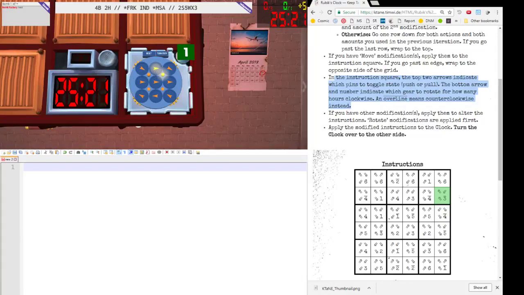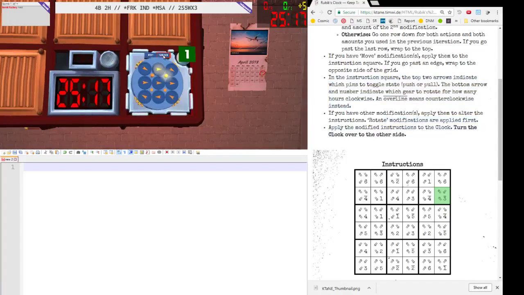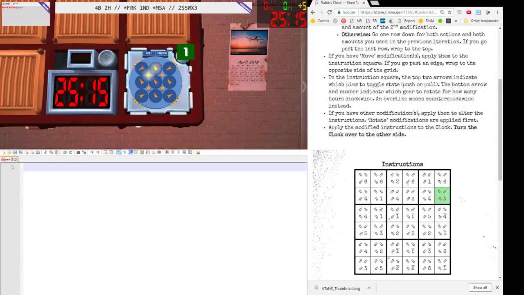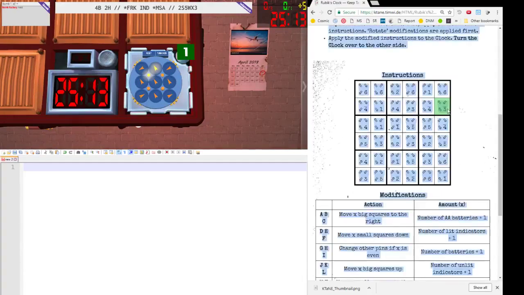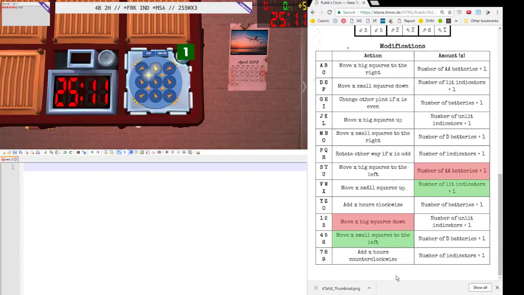Let's go ahead and, after every stage, you turn the clock over, and then we repeat the process. This is now stage 2. So we're going to move the blue, the green, and the red down, like so.